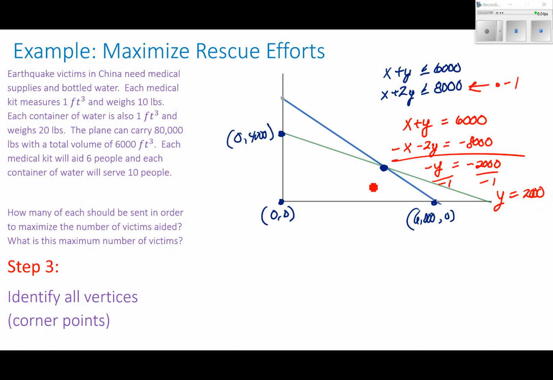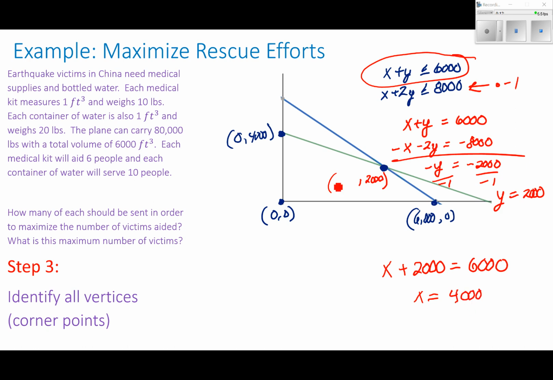So I know the y coordinate of this is 2,000. To find that x coordinate, I can just substitute back into any of them. I'll choose this top one here. So x plus 2,000 equals 6,000. So if I subtract 2,000 from each side, x equals 4,000. So this coordinate is 4,000, 2,000. So that's our vertex where those two lines cross.